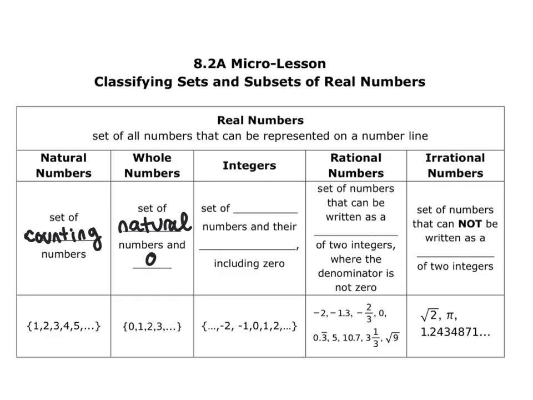So you can see over here with our natural numbers, we had 1, 2, 3, 4, 5, and so on, just like you learned how to count. And then for our whole numbers, we have all of the natural numbers and 0.